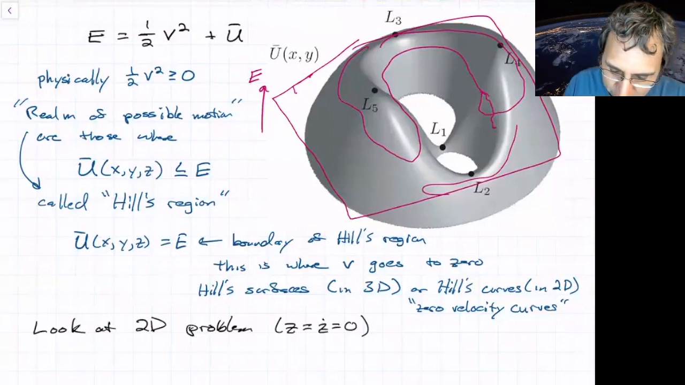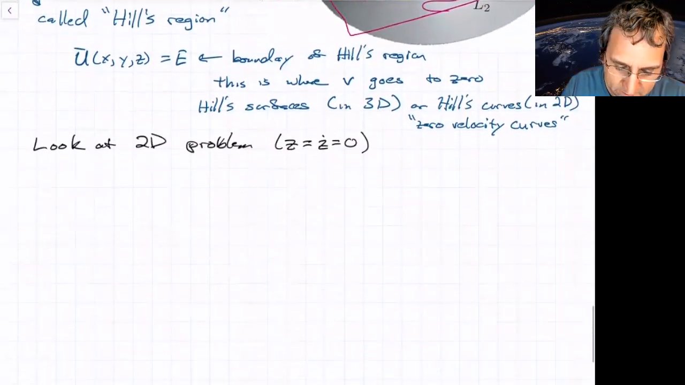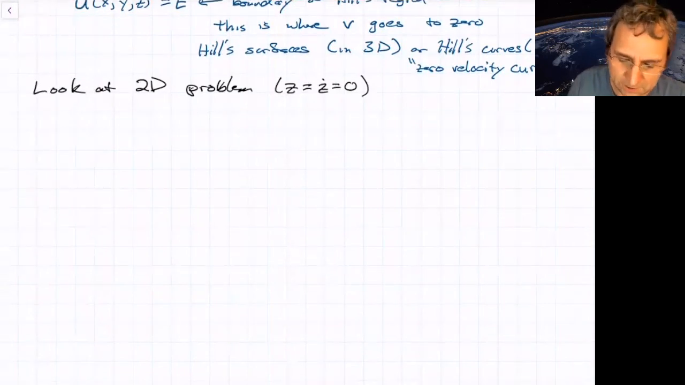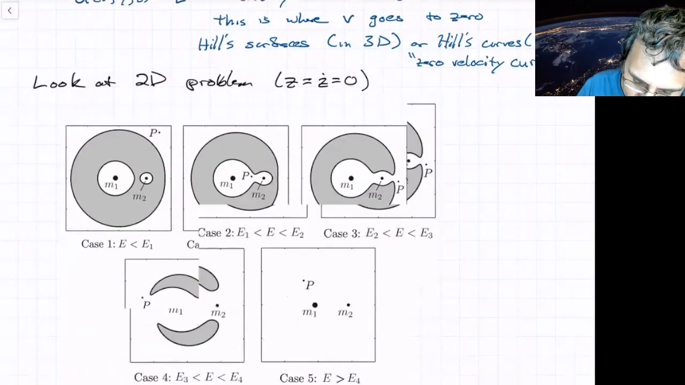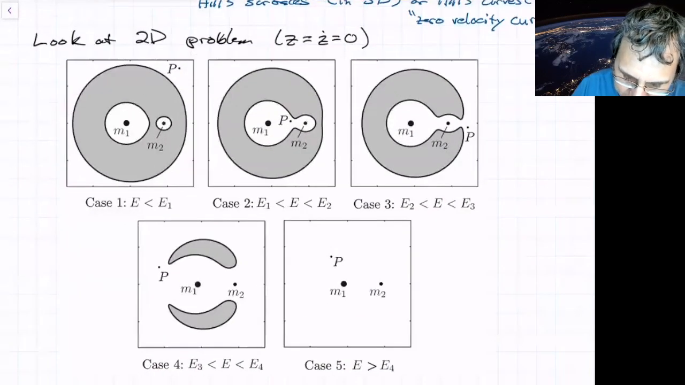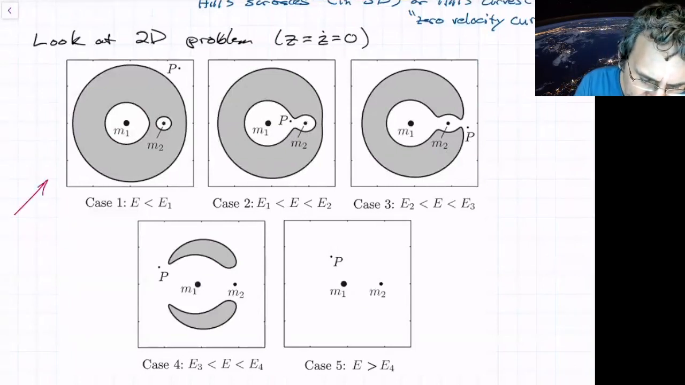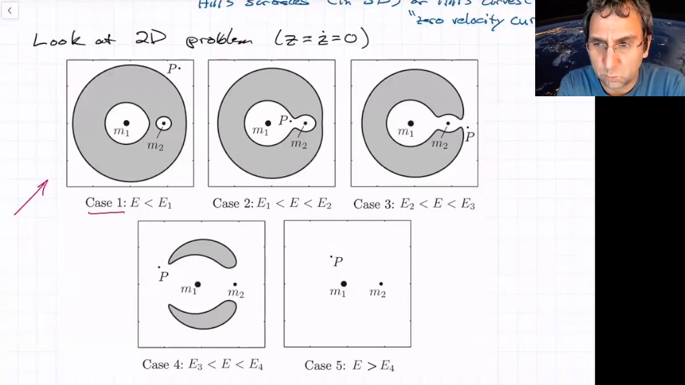So if we look at the 2D problem, we can look at the regions of possible motion. And sometimes people give them names and cases. Let me give you a version of it. So this is showing 5 different cases, and maybe you're able to see, starting with this upper left, this thing that we call case 1.